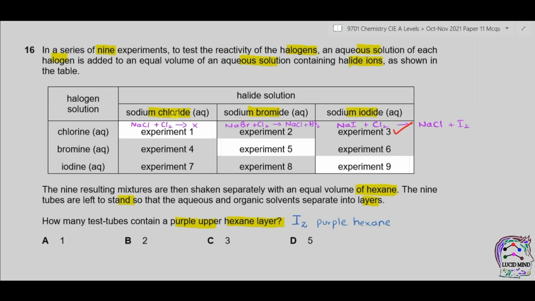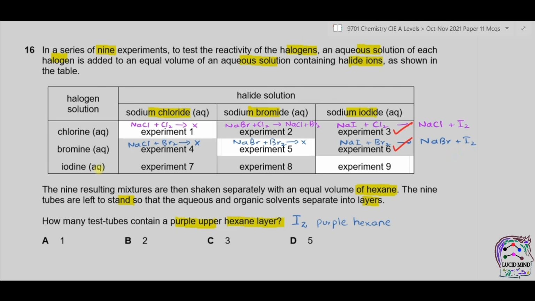Now with bromine, sodium chloride does not react with bromine because bromine is less reactive as compared to chlorine and no iodine is present. Similarly, sodium bromide does not react with bromine as it is already bromide. No iodine is also present. In experiment 6 we have sodium iodide that can react with bromine. Bromine will displace iodine, so it will form sodium bromide along with iodine. So we can see that in experiment 6 iodine is also present.